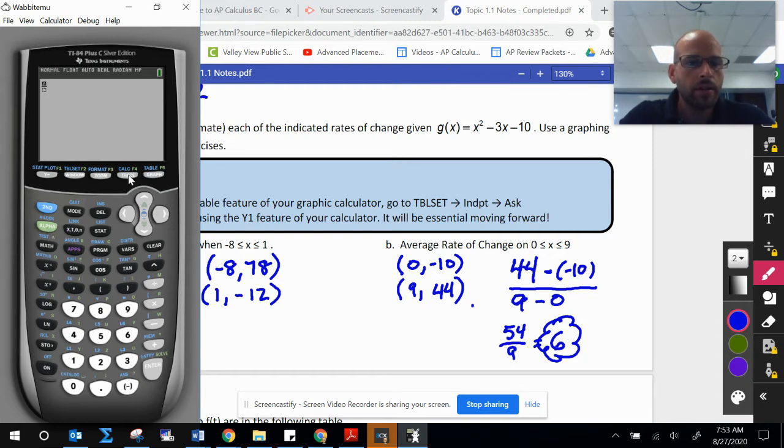I'm going to hit alpha F4, y1 of 9, because that's the second input value, minus alpha F4 of 0. And then on the bottom, I'm just going to say 9 minus 0. And if I do that, it will calculate the average rate of change for you, right? So it's pulling the function that you put into y1 and using that to calculate the average rate of change. So if you put the function into your y equals menu, you can do calculations very, very quickly. All right? So hopefully that helps you in the future.